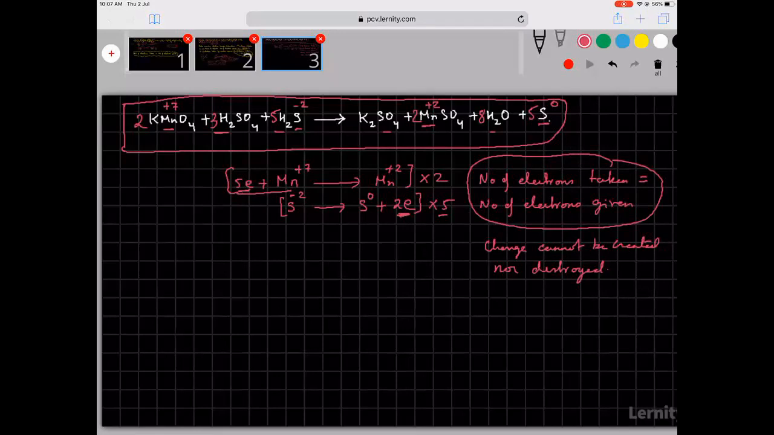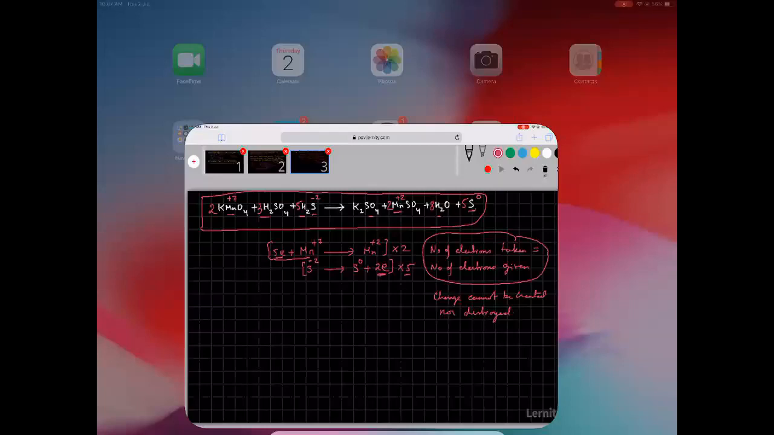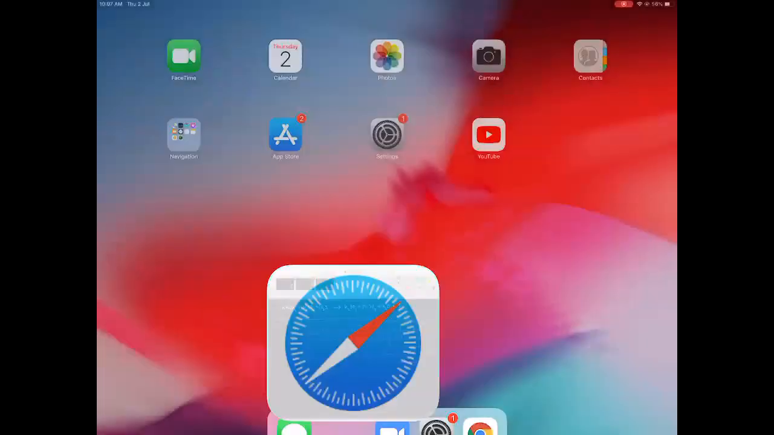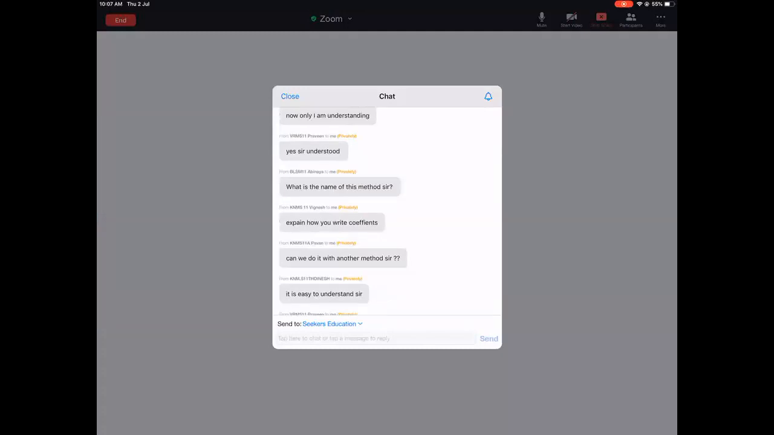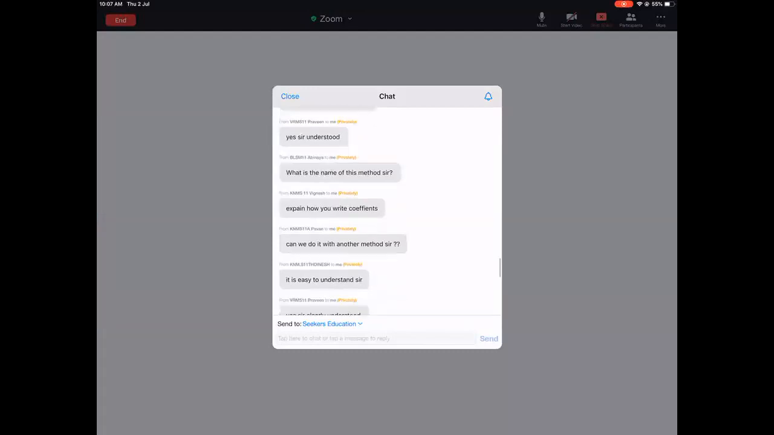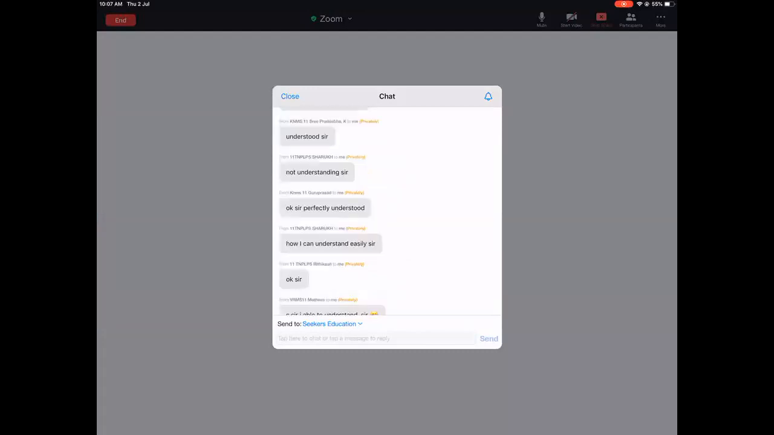Now you are able to understand. What is the name of this method? This is called the oxidation number method. Explain how you write the coefficients. Can we do it with another method? We can, but we have to learn so much more. How can I understand more easily? Only hard work.